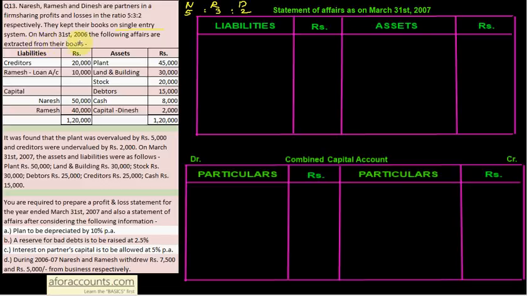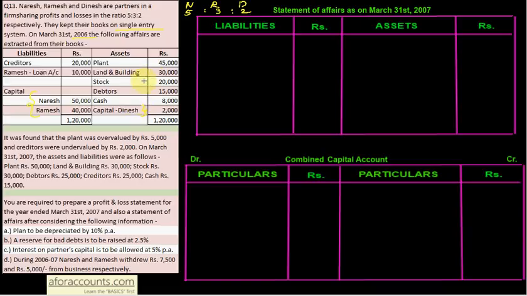On 31st March 2006, the following affairs are extracted from the books. So, statement of affairs opening 2006 का दिया हुआ है अपने को. So 2006 का statement of affairs बनाने की जरूरत है क्या? नहीं, because already capital is given. सबसे पहले capital ढूंढो, नहीं मिलता है, statement of affairs उस year का बनाना ही है, but capital is given. So opening state of affairs need not be made.